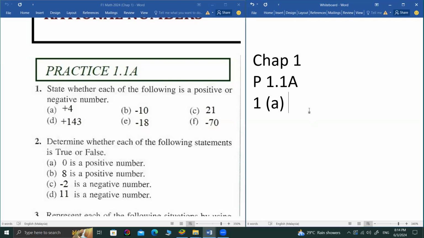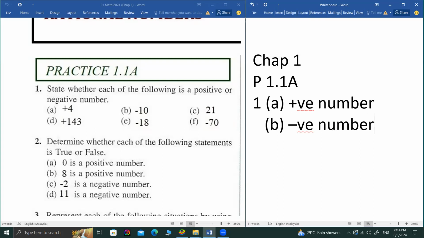I mean, in exam, you write in full. Now, so let's say it's positive, you just write the positive number. If negative, you write like this: negative number. This is a short form of writing. But in exam, write in full.